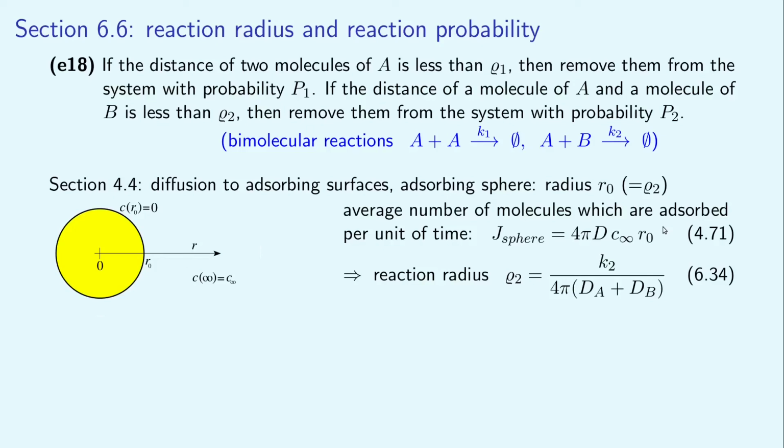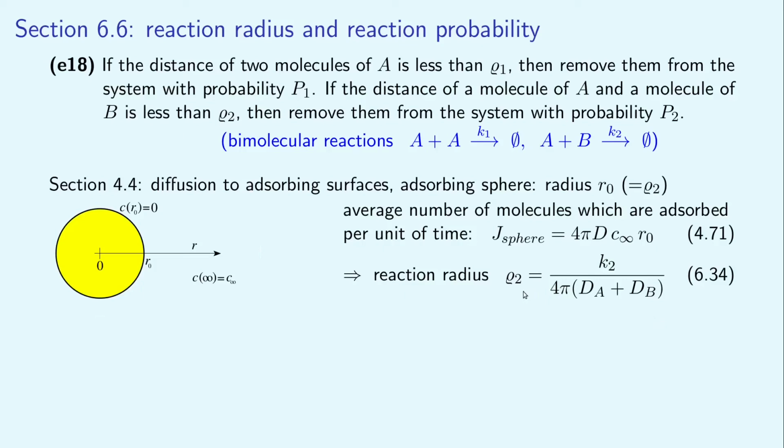Comparing it with the rate of this chemical reaction, we immediately obtain the following formula for the reaction radius ρ2, which is equal to the reaction rate constant K2 divided by the sum of the diffusion constants of chemical species A and B. And we also have this factor of 4 pi coming from this formula. In particular, we could also use this relation to find ρ2 and postulate that probability P2 is equal to 1.